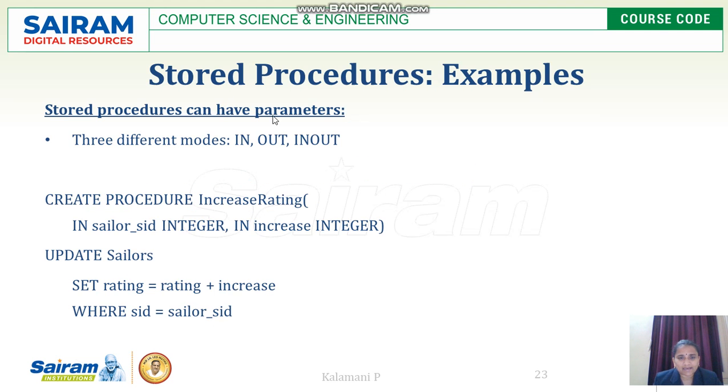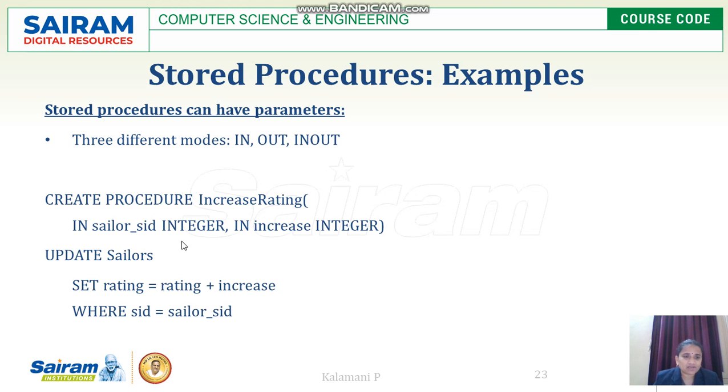The stored procedure can have parameters. There will be 3 kinds of parameters: IN, OUT and INOUT. Along with the procedure name, the parameters should be specified. In that parameter list there are 3 classifications: IN, OUT and INOUT.